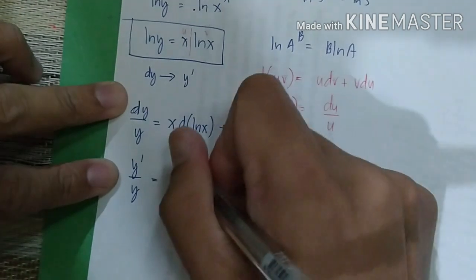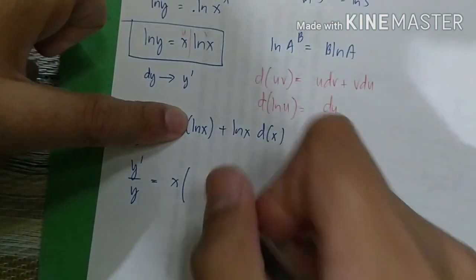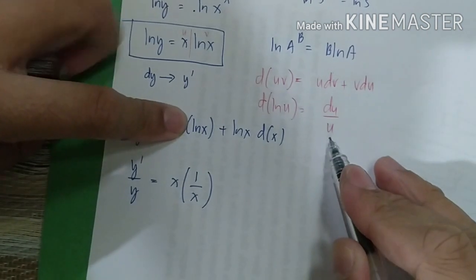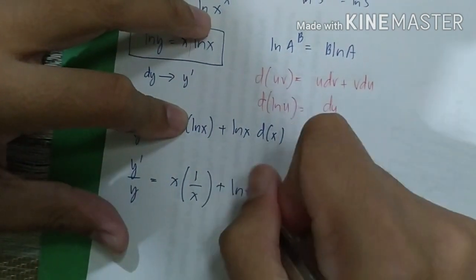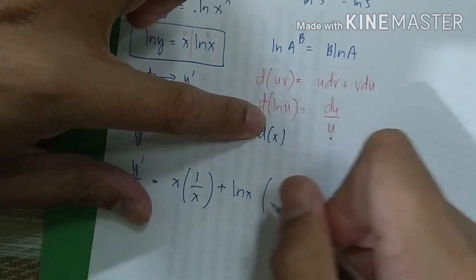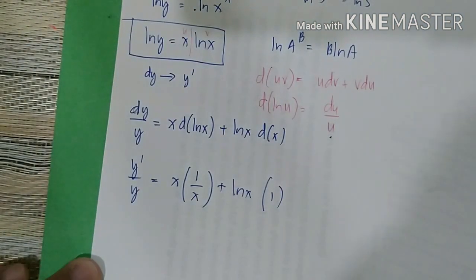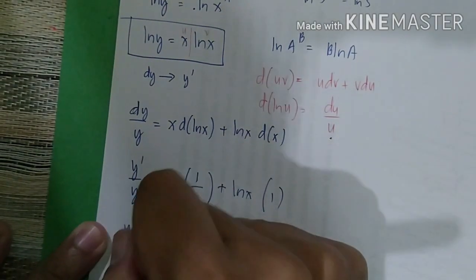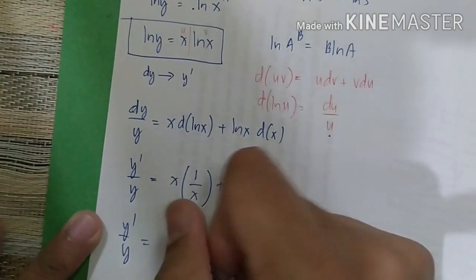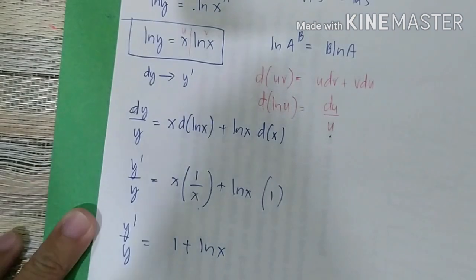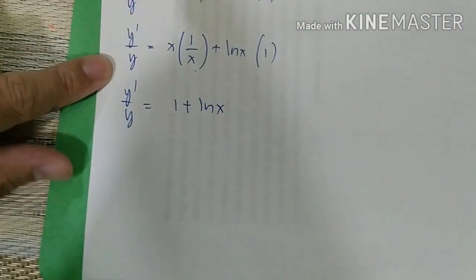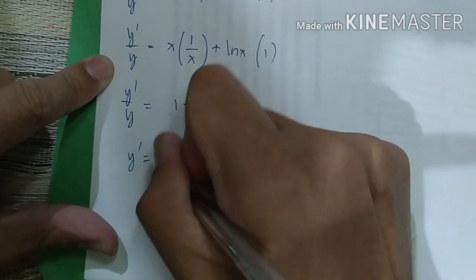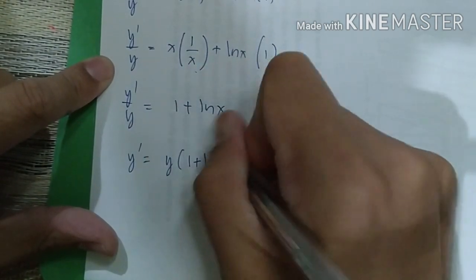is equal to x times the derivative of ln of x, which is 1 over x. That's du over u, plus ln of x times the derivative of x with respect to x, which is 1. But x divided by x is 1. So, this gives you y prime over y is equal to 1 plus ln of x. So, to solve for y prime, I need to cross multiply. Pag cross multiply ko yan, ang y prime ko is y times the quantity 1 plus ln of x.